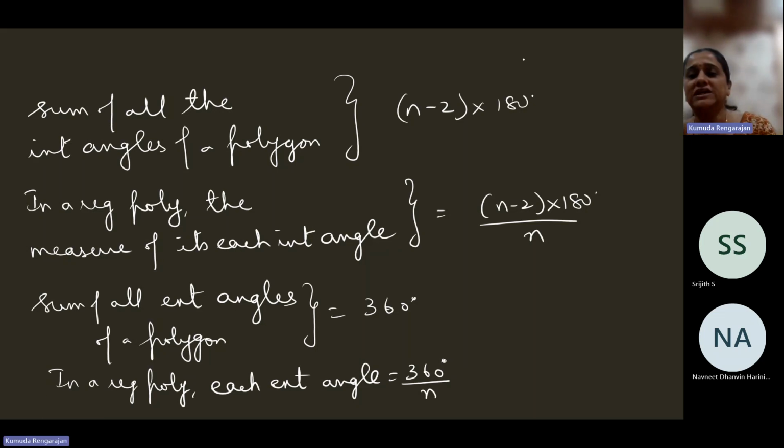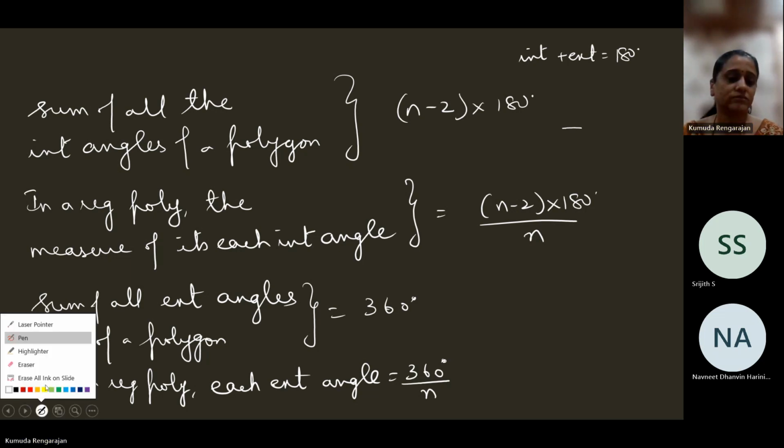Also remember that each interior angle plus each exterior angle is equal to 180 degrees. Each interior angle plus each exterior angle will be equal to 180 degrees. All right. So this is what we had seen in the last class.